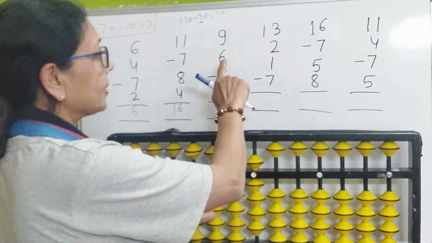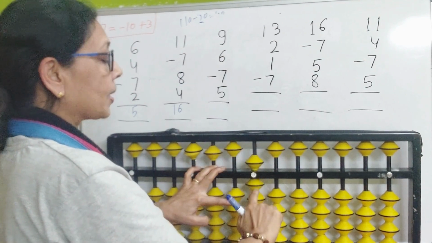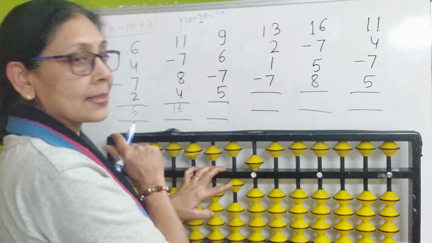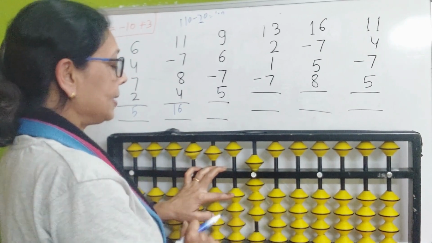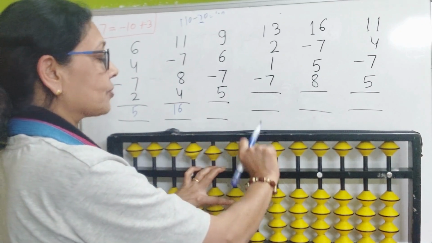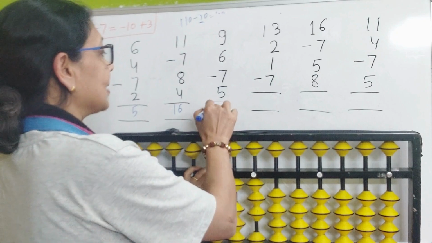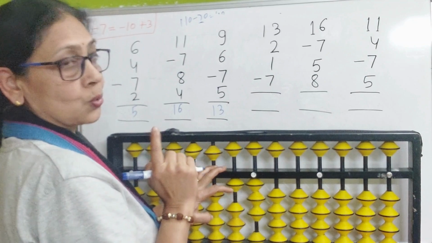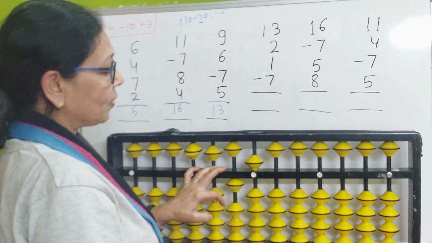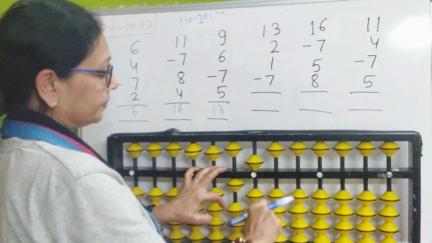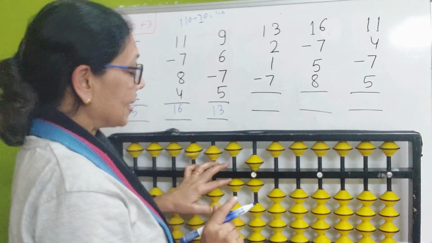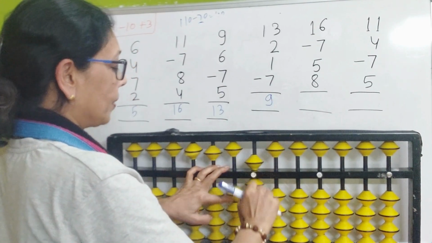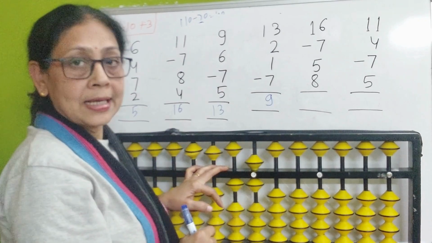So 19, 9, 6. So less friend, less 4, add 10. Now less 7: less 10, add 3, add 5. So less 5, add 10. This is 13. Next is 13 plus 2. So use this small family friend formula. Add 1. Less 7. Less 10, add 3. This is 9.